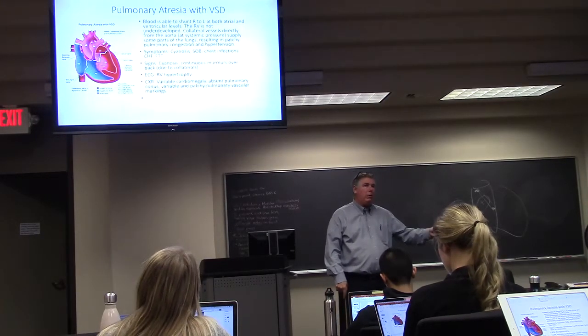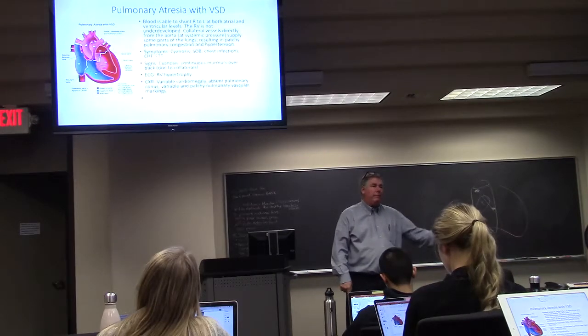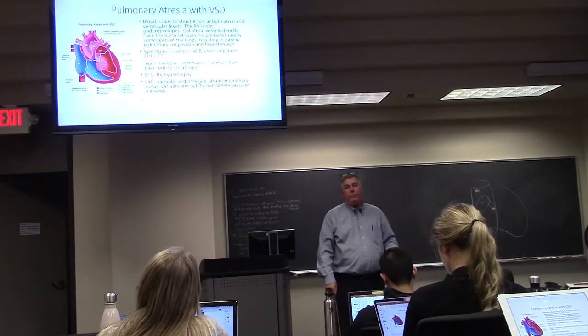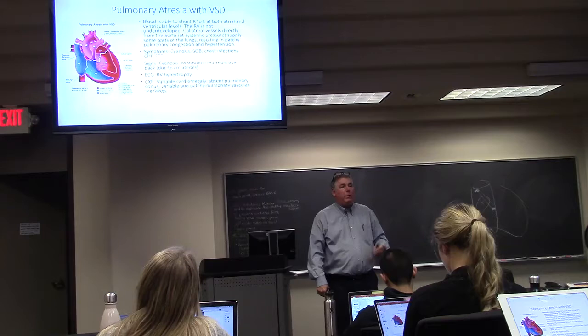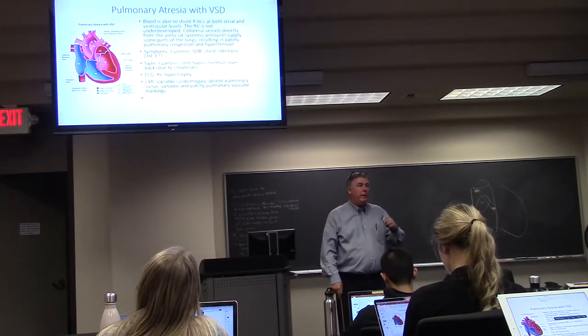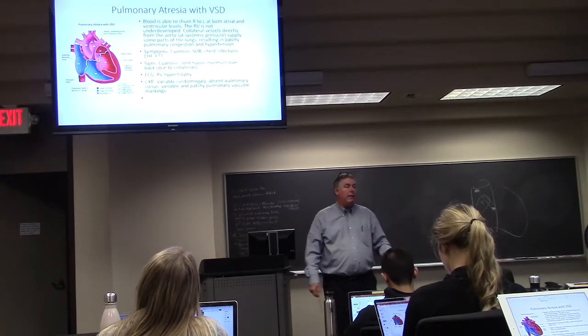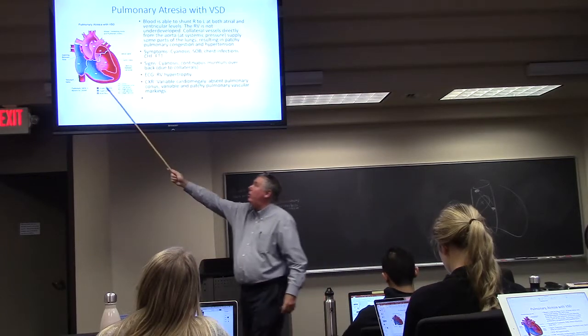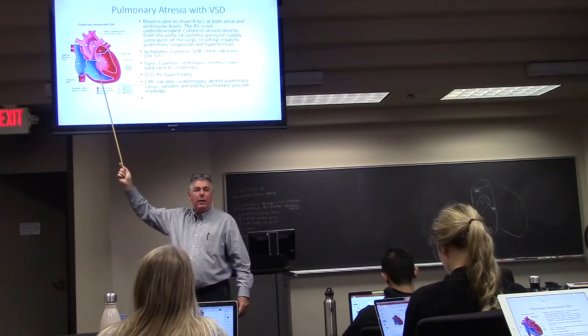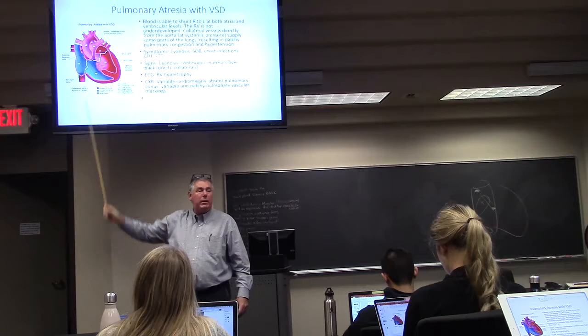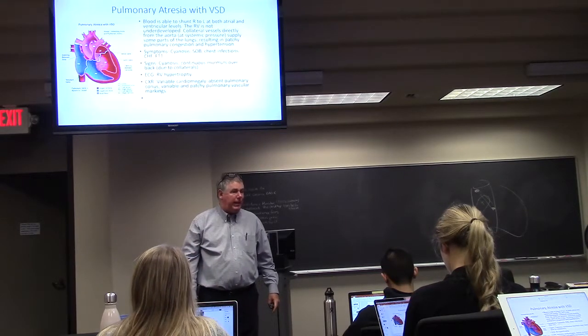Not in terms of the outcomes. You still have congestive failure, failure to thrive, cyanosis and things like that. But you have another opportunity to get blood into the right side. Therefore, the right ventricle is more normal in appearance with a VSD.